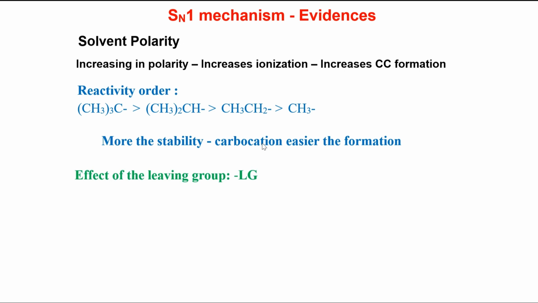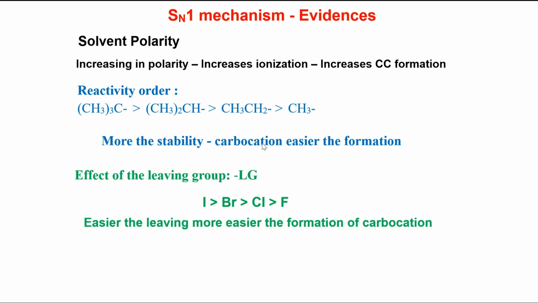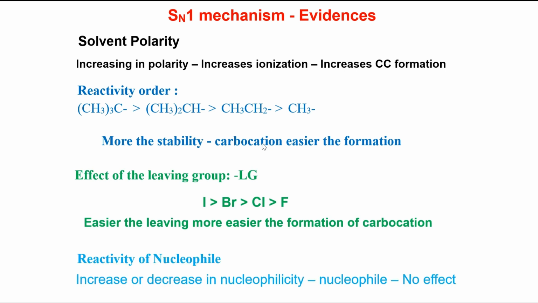If the leaving group can easily leave, the carbocation is formed more easily. In alkyl halides, alkyl iodide is more reactive than alkyl bromide, which is more reactive than alkyl chloride, which is more reactive than alkyl fluoride. Because iodide leaves more easily than bromide, which leaves more easily than chloride and fluoride ion. In turn, it indicates a carbocation is an intermediate formed in the process of the reaction.